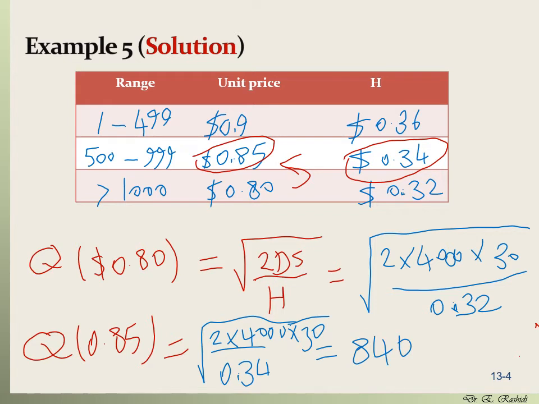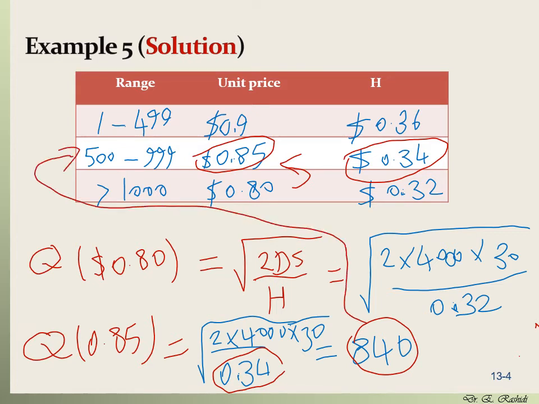So now we need to check whether this quantity of 840 is actually feasible. This means, at this quantity, is the carrying cost 34 cents? We're going to check it here. Is 840 between 500 and 999? Yes, it is. So this is feasible.